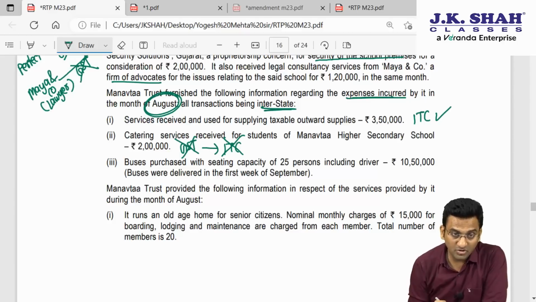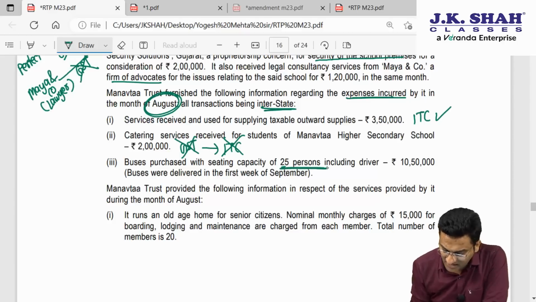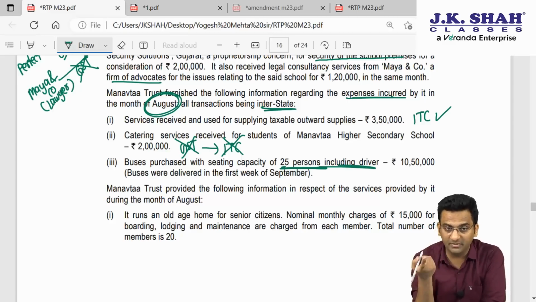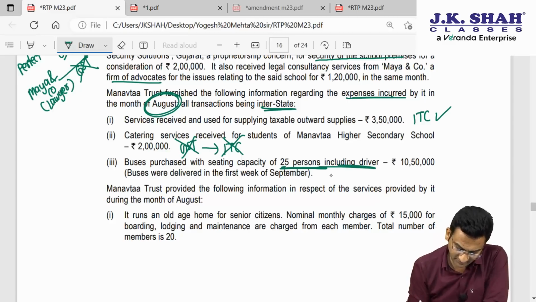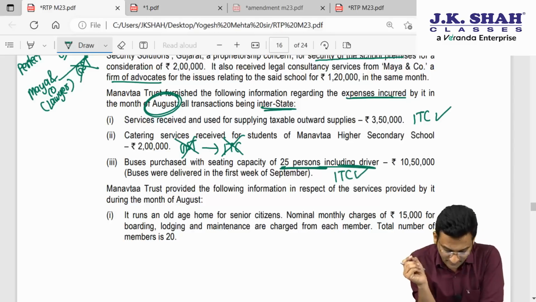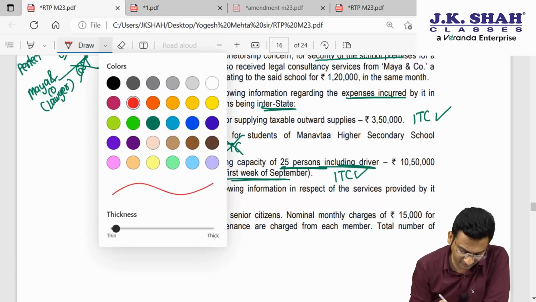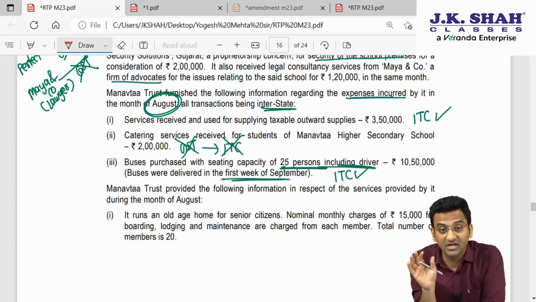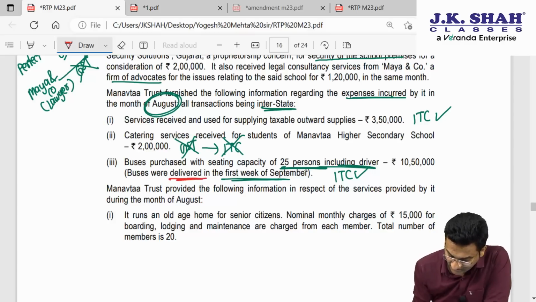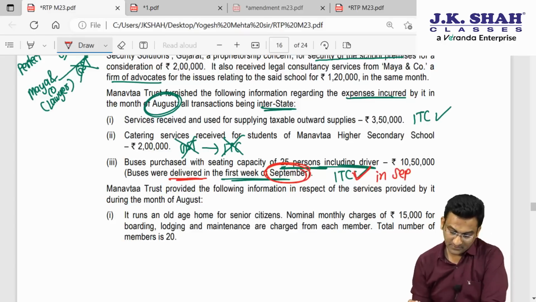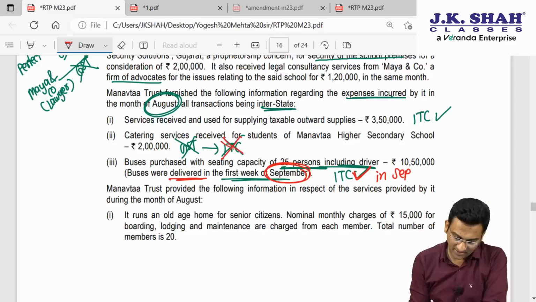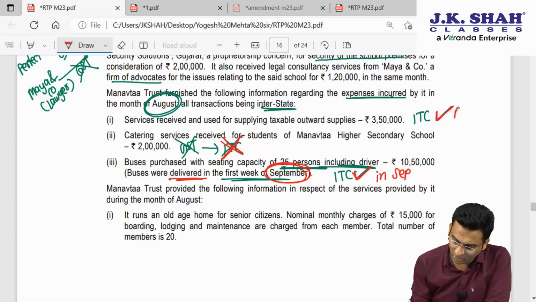So the third question is, buses purchased with a sitting capacity of more than 13 including driver. So ITC can be availed on this. Buses were delivered in the first week of September. If you do remember, friends, section 16 has 5 conditions. ITC can be availed when the goods are received. So it is delivered in September, so ITC can be availed in the month of September. For point number 2, there is no ITC because GST is not there. And point number 1, ITC can be availed in the month of August itself.